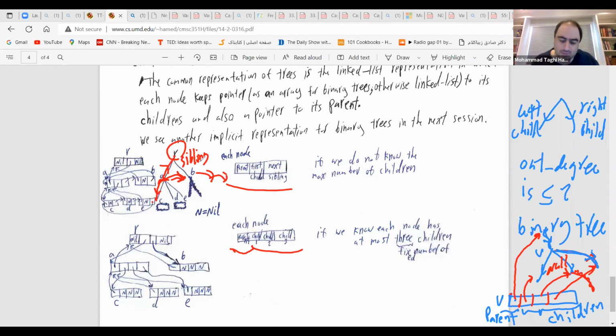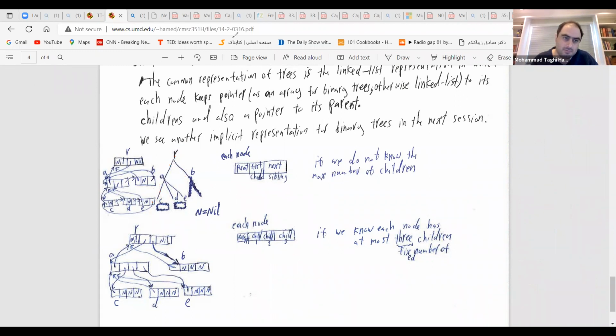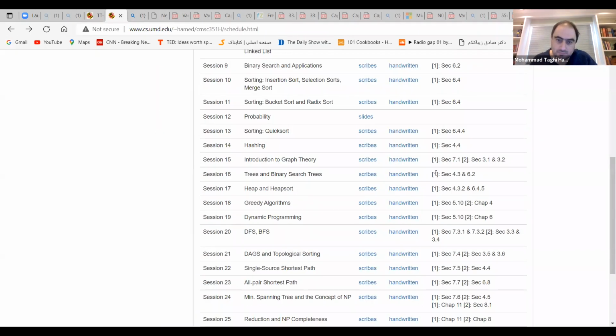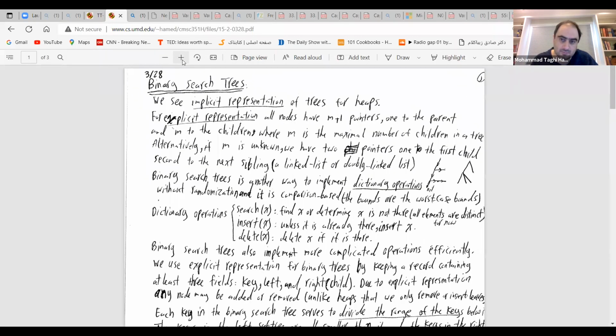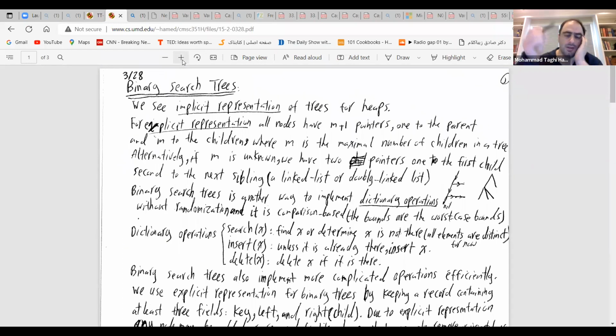Anyhow, so that's about trees, and this is the way that we can represent them either in C++ or in Python. Now let's go and talk about binary trees. There are also heaps. These are also some kind of binary trees that we will talk about their implicit representation later.